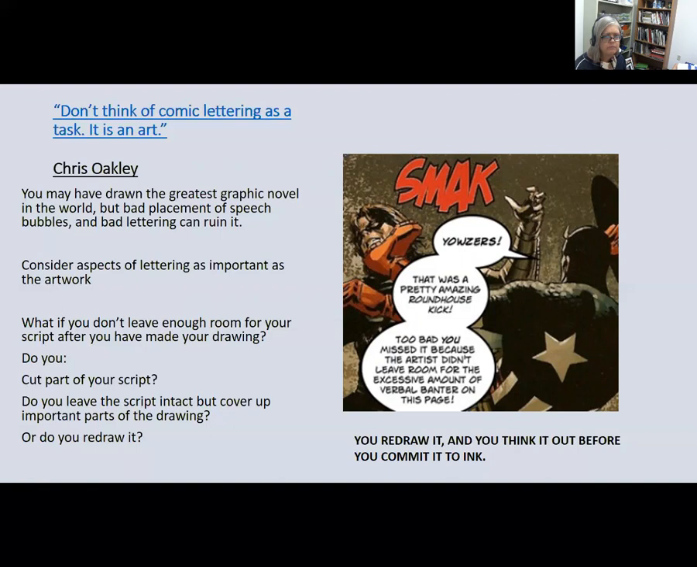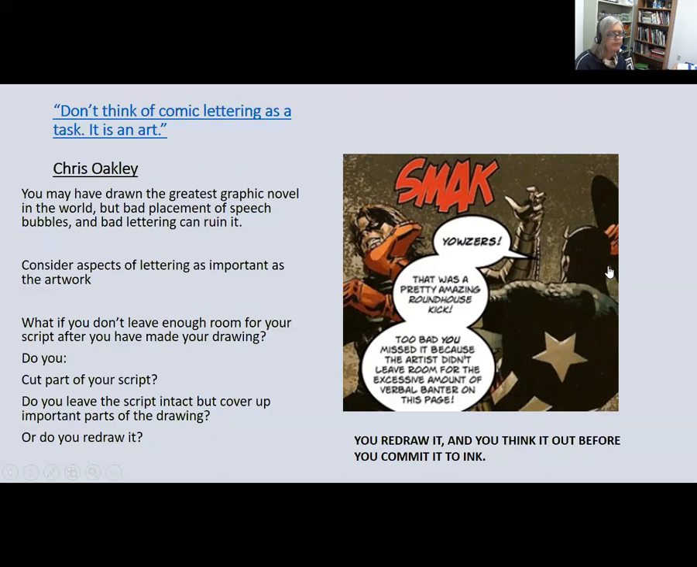This is an example of what if you don't leave enough room for your words and your speech bubbles after you've made the drawing? Like this particular drawing here, the speech bubbles are totally blocking this person who is punching this other person. We don't even see the punch because the speech bubbles cover it up.